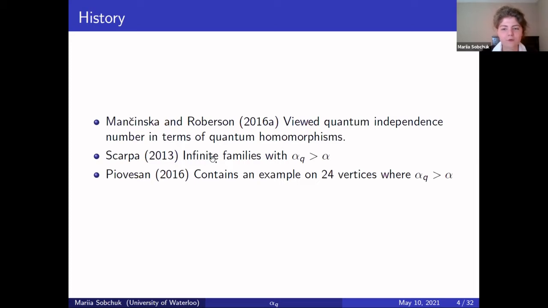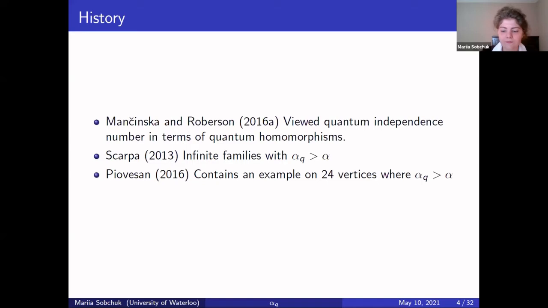Also, we will see why those quantities are fundamentally different, based on Scarpa's example, who showed that there are infinite families of graphs with a separation between alpha and alpha q. We are also interested in small examples that exhibit the separation between those two parameters. One such example was found in Teresa Piovesan's thesis. The graph was relatively small, with 24 vertices, so we were able to study it in more detail.